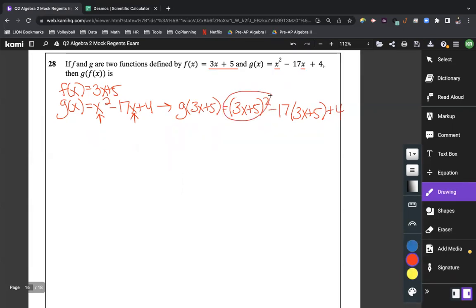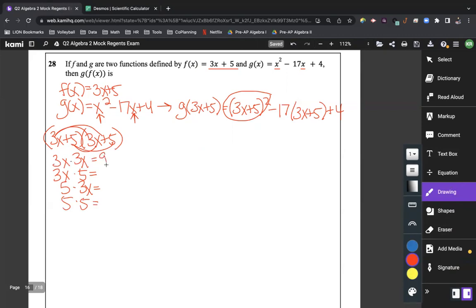I gotta FOIL this bad boy over on the side, so I'm gonna do it over here. 3x plus 5 times 3x plus 5. Again, FOIL, y'all. You could not have gone into this test not knowing how to FOIL, and I don't think that's going to be the case for the rest of the school year. If you still struggle with foiling, please make sure you are checking in. It's only going to get harder, because we're going to go to factoring next.